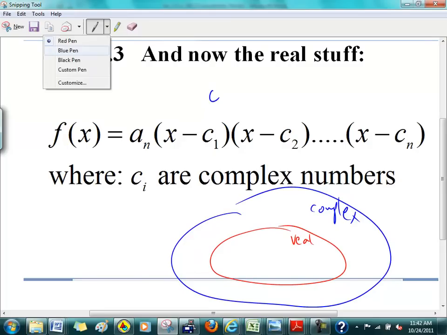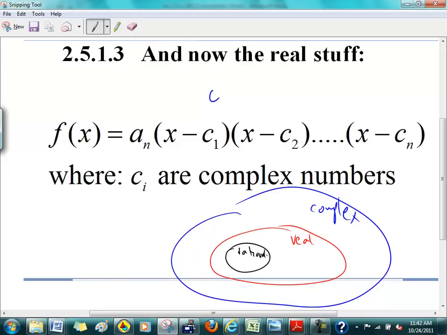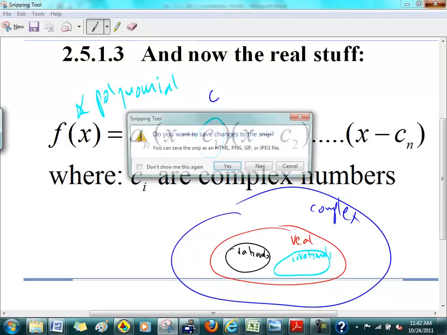Inside the reals you have rationals and then you have the irrationals. So when I use the letter C, it means it could be any one of these kinds of numbers: complex, just real, rational, or irrational. That's what the linear factorization theorem says, that any polynomial, and this has got to be a polynomial, everybody knows what a polynomial is, right? Yes? No?